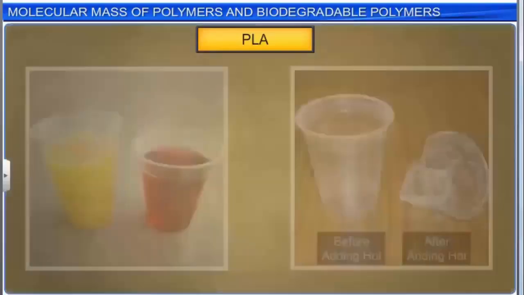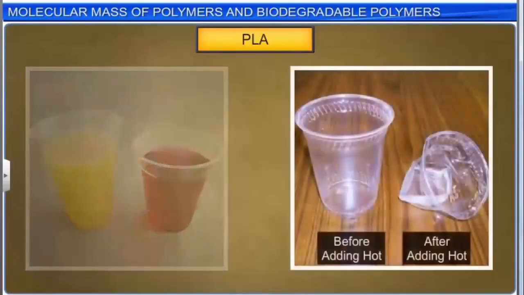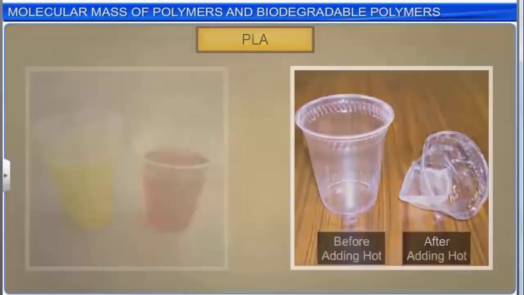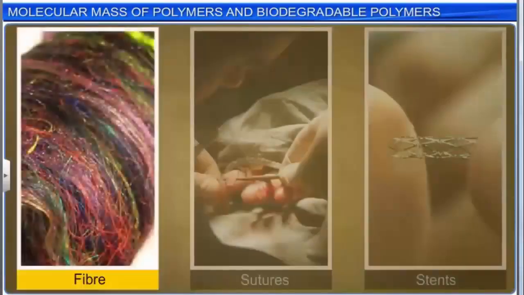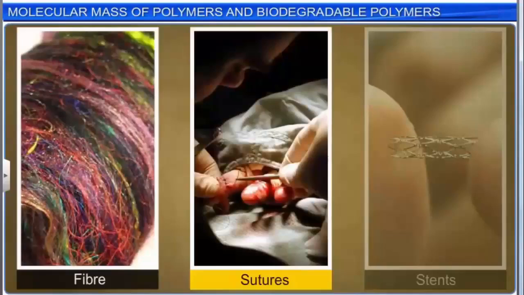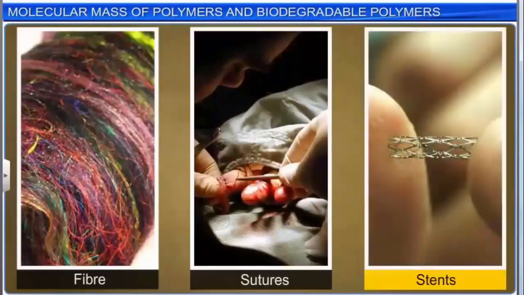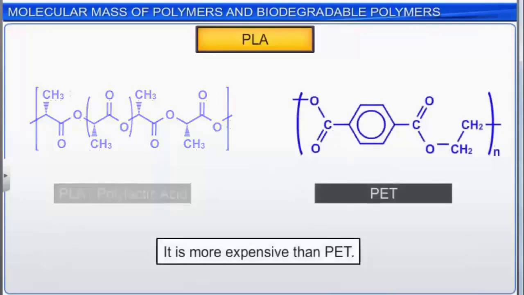However, it can only be used for cold beverages and cannot be used for very hot ones. It has various consumer uses, such as fiber for clothing and medical applications, such as sutures and stents. Commercial composting facilities are needed to break down PLA, and it is more expensive than PET.